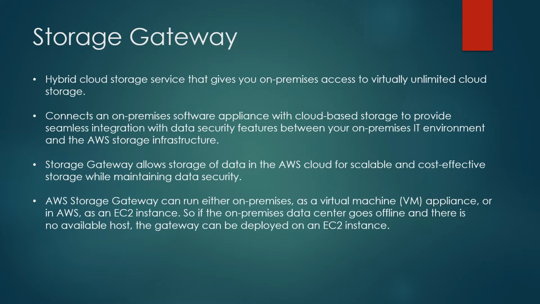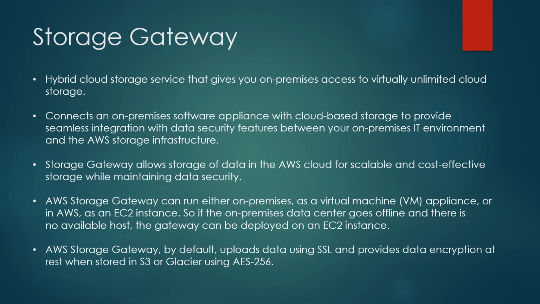You can run a Storage Gateway on multiple platforms, that is on-premise as a virtual appliance or in AWS as an EC2 instance. Deploying on an EC2 instance helps in a disaster recovery scenario, where if your data center is offline, then you can use an EC2 instance as a backup for your Storage Gateway. By default, Storage Gateway uploads data using SSL and provides data encryption at rest, so your data is safe while you are migrating from your on-premise to Storage Gateway.